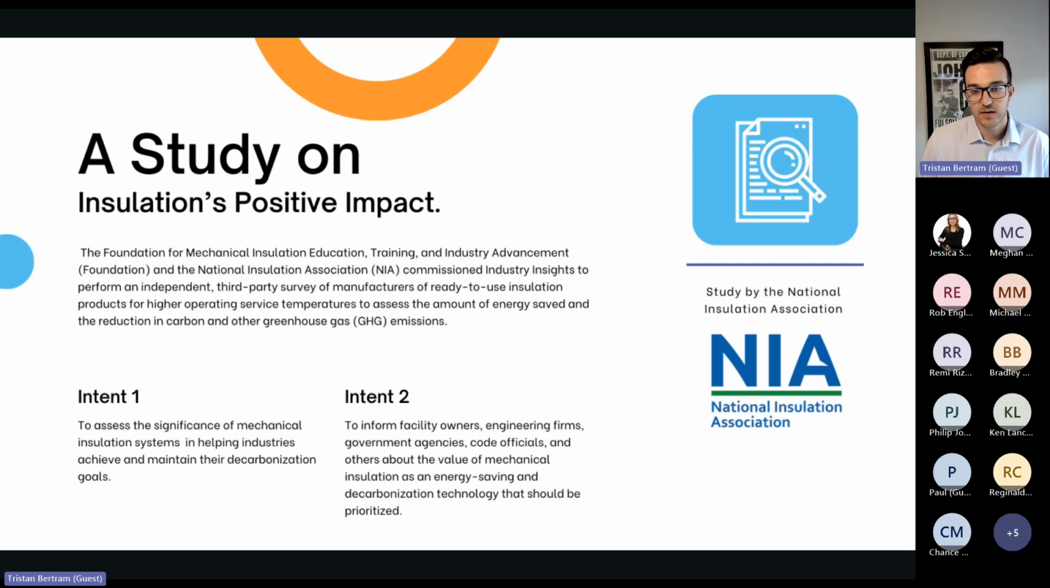So the first intent of the study was to assess the significance of mechanical insulation systems in helping North American industries achieve and maintain their decarbonization goals. And the second intent was to inform facility owners, engineering firms, and others about the value of mechanical insulation as an energy saving and decarbonization technology that should be prioritized.